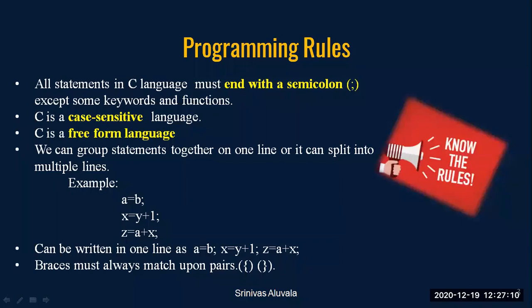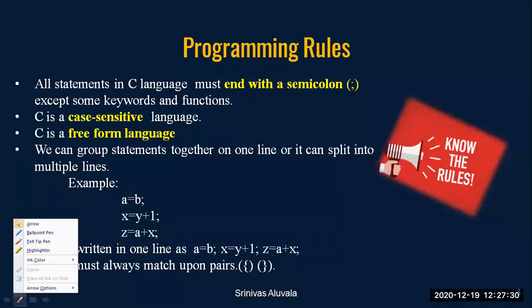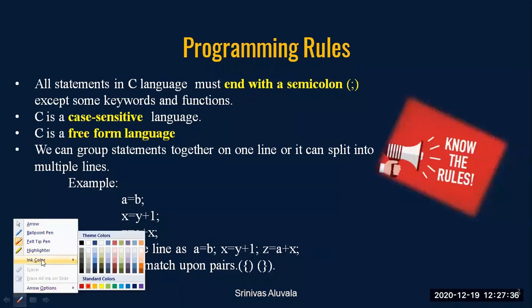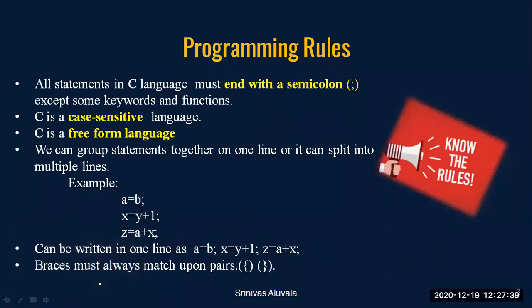And as C is case sensitive, I told you how it differentiates between a small letter and a capital letter. As soon as we finish this, I'll show you how the case sensitivity works. And free form of language: why is it called a free form of language? It means C is not restricting us to write statements only from a certain step or certain area. I'll show you why it is a free form of language when I write the program immediately after this session. I can have a group of statements on one line, or it can be split into multiple lines, and we will see this practically too.